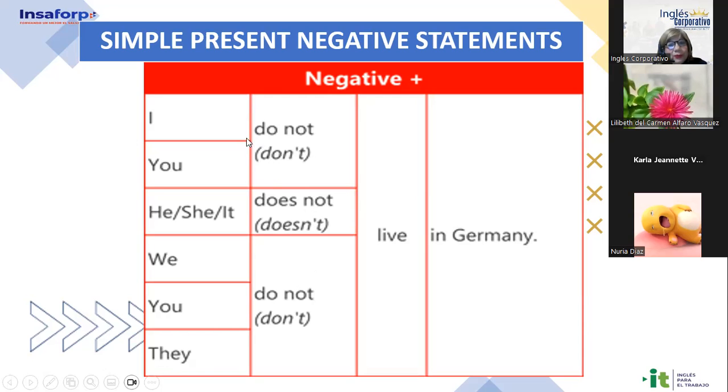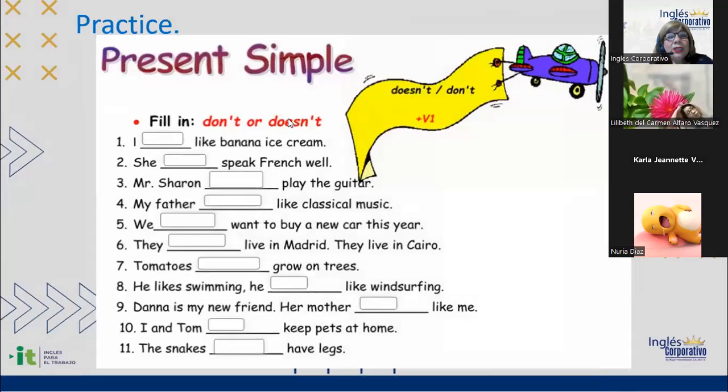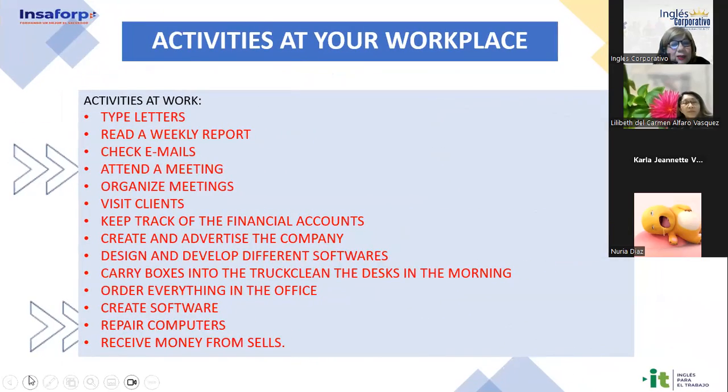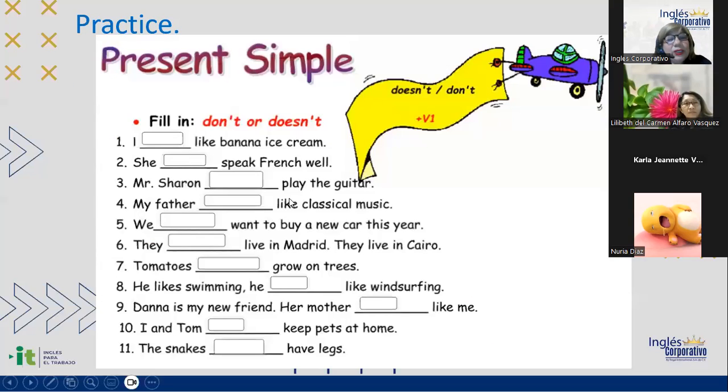Okay. Now you say do not, don't. Does not, doesn't. Do not, don't. Now continue. Okay, guys, we are gonna do this together. Present simple, what is? Doesn't or don't? What do you say? Don't. Don't. Okay, do it.